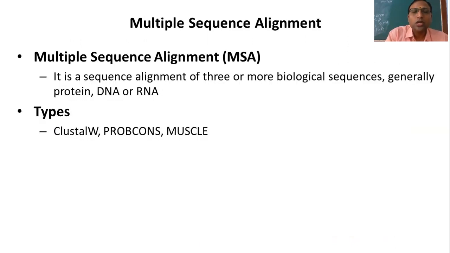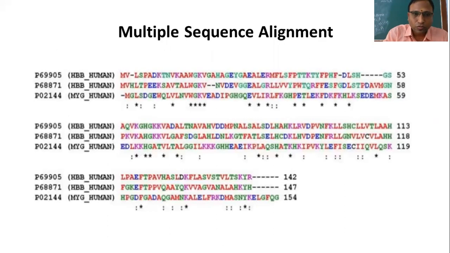So multiple sequence alignment. If you see the multiple sequence alignment, it is a sequence alignment of 3 or more biological sequences, generally protein, DNA or RNA. And the types which are used here are actually ClustalW, ProbCons and MUSCLE.